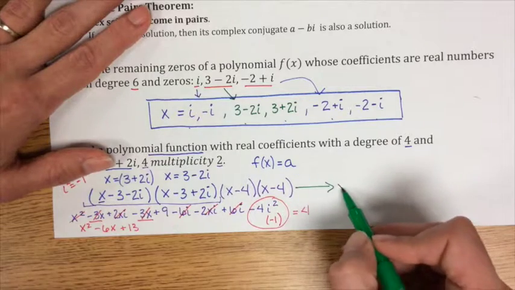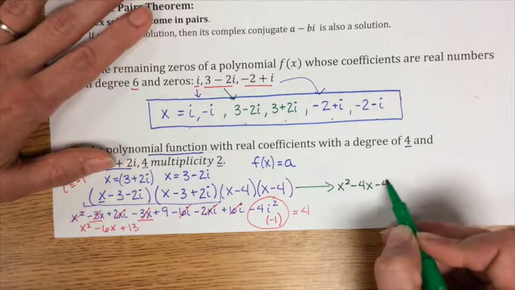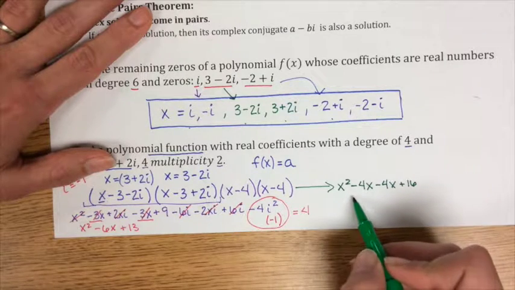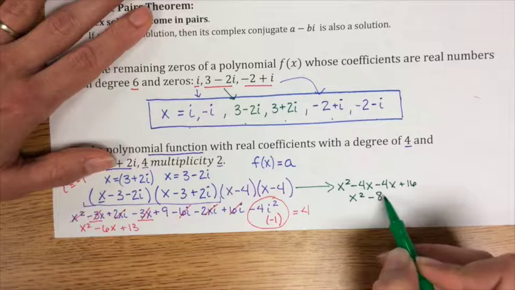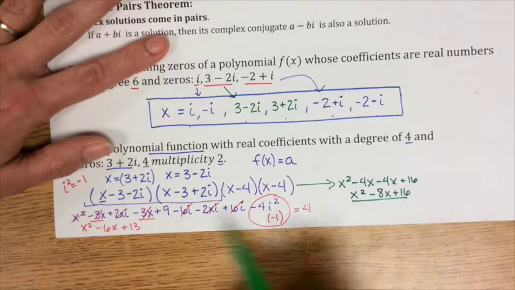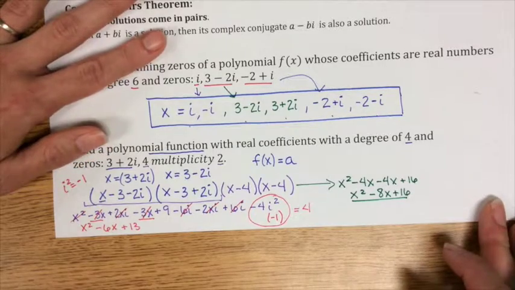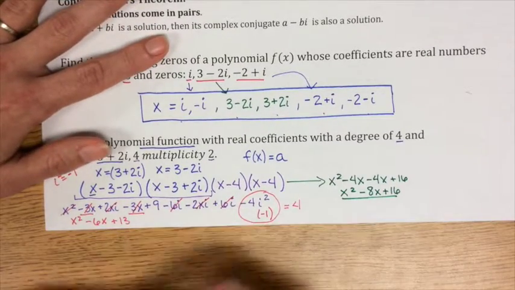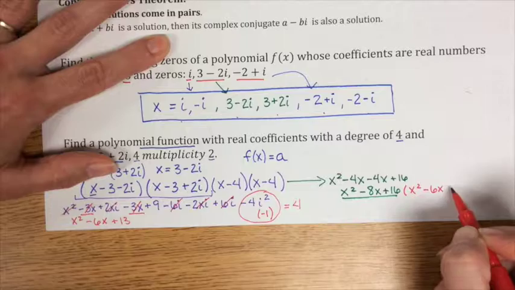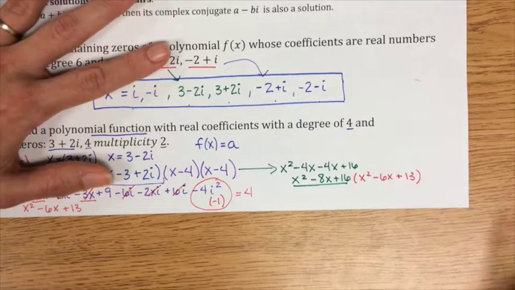So x times x is x squared. x times negative 4 is negative 4x. Negative 4 times x is negative 4x. And negative 4 times negative 4 is positive 16. So this cleans up as x squared minus 8x plus 16. Now we have this, and we have this, and we need to multiply those two together. Okay, let's do it. All right, so I'm going to bring this red guy over here and say x squared minus 6x plus 13. And let's distribute this.